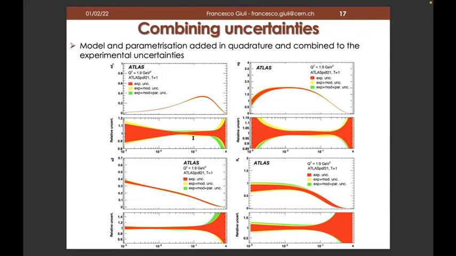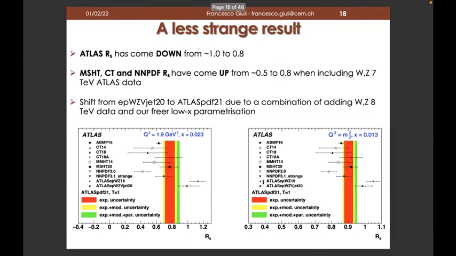So we combine the model and parameterization uncertainty I described above with the experimental uncertainty. And here you have some plots showing how the final uncertainty looks when added in quadrature and combined with the experimental uncertainty. Here you have the d valence and the gluon on top, and the d bar and the Rs at the bottom.